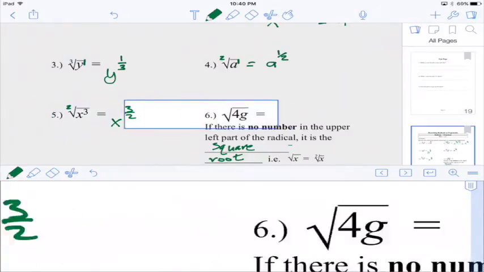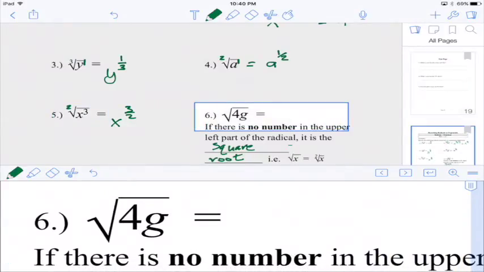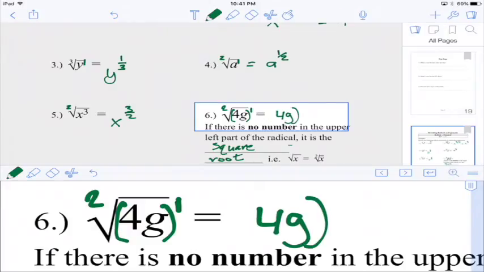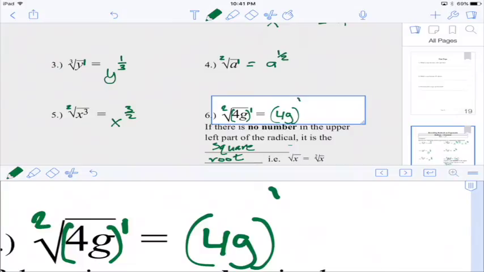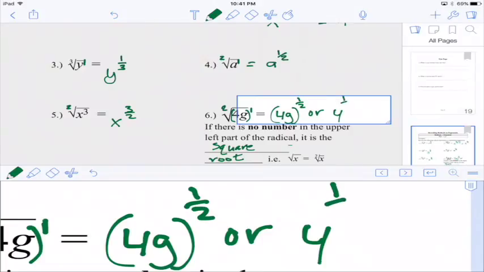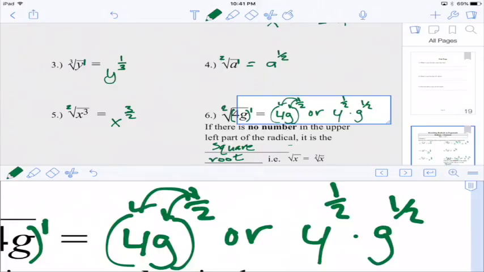3/2. Now the difference in this one is that 4 and g are both raised to the first power, and this is a square root. So what I could say is that both 4 and g are raised to the first, and that's square root, so I could say 4g, both are raised to the 1/2 power. Or I could have said 4 to the 1/2 power times g to the 1/2 power. They mean the same thing in this case, right? Because we could distribute that exponent.